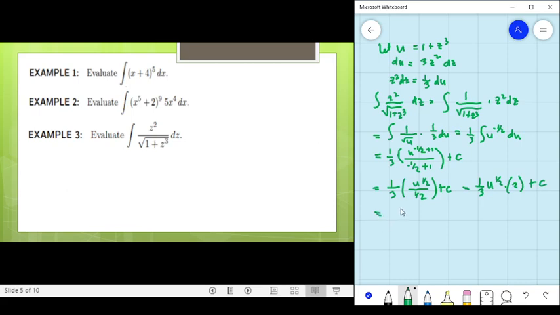So it should be similar to 2/3 u to the 1/2 plus c. And i-replace na to ang u with the original value, original binomial, which is 1 plus z cubed. So it should be equal to 2/3 quantity 1 plus z cubed to the 1/2 plus c. Okay, or kato ni iuli sa square root, it should be 2 square root of 1 plus z cubed all over 3 plus c. Okay, that's number 3.